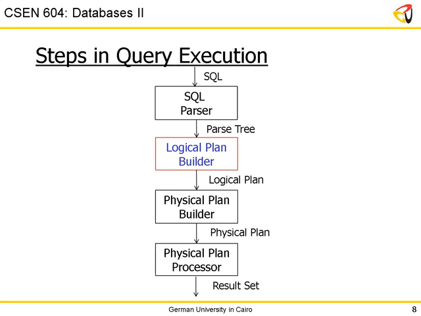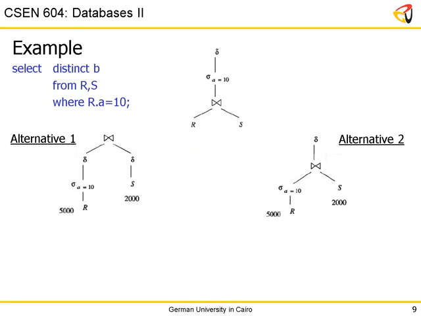So let's start with the logical plan builder. Again, the input here is a parse tree, and the output is a specific logical plan. Why am I saying a specific logical plan? Because even if you think of the simplest queries that you could ever write, something like this: select distinct p from r, s where r dot a equal to 10. So here is, join r and s, select a equal to 10, and this is the distinct operator.